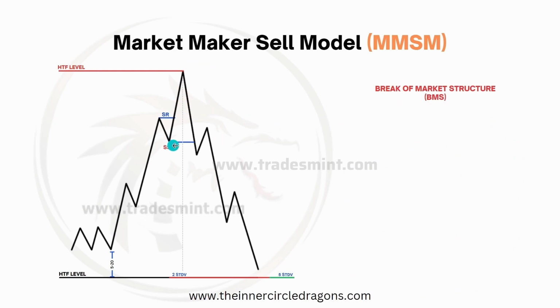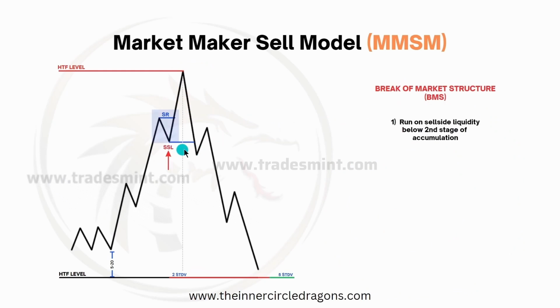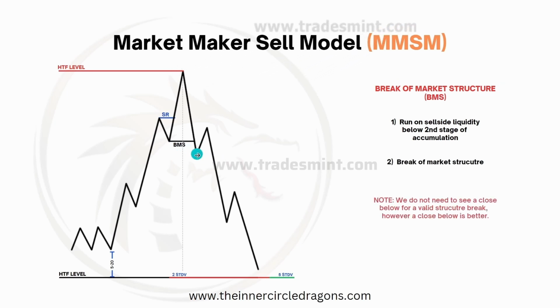We next have our break in market structure, where we've had a run on the sell side liquidity below the second stage of accumulation. This gives us our break in market structure. Again, we do not need to close below the low in order to have a valid break in structure. On a side note, if we break below the second or final stage of reaccumulation, this is much more significant than a smaller break inside of the manipulation swing that ran stops.